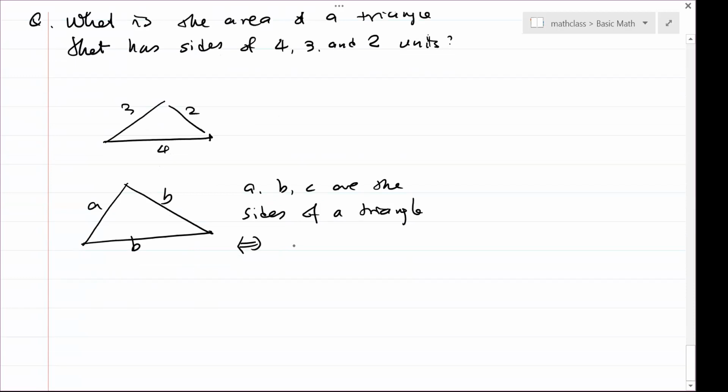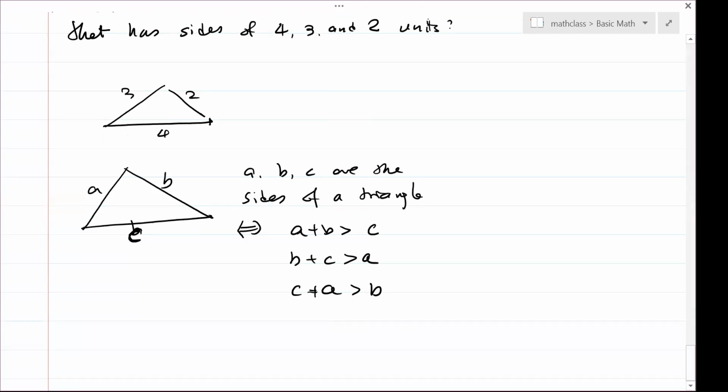This is called the triangle inequalities. A plus B should be greater than C. B plus C should be greater than A. And C plus A should be greater than B. Only if they meet those 3 conditions, then they indeed form a triangle. Otherwise, it cannot be a triangle. Clearly the above 3 numbers 2, 3, 4 form the 3 sides of a triangle. Right, so it is a triangle.